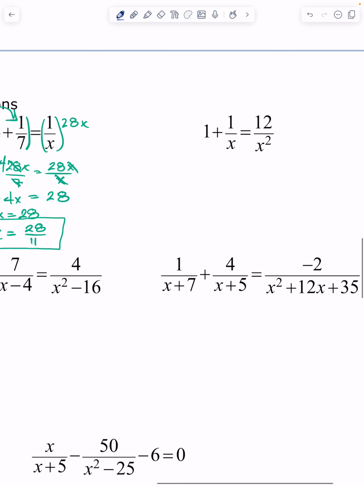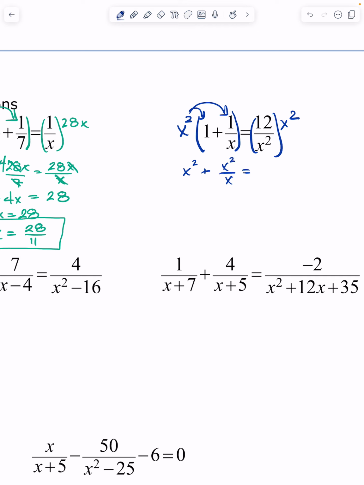This top right one, I've got an x and an x squared. So my least common denominator is x squared. And if you're struggling with the least common denominators, pick the biggest number to multiply by. X squared times 1 gives me x squared. I got x squared times 1 over x gives me x squared over x. And then I got 12x squared over x squared. I can cancel the x squareds here. I can cancel one of the x's here.